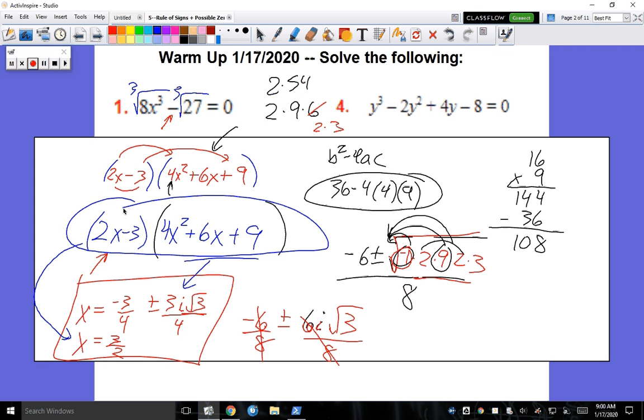But now let's move on to the next one, because I want everyone to see all the solutions that you get. Because this factor here, if you set it equal to 0, you add 3 and divide by 2. And then you get 3/2. Okay?